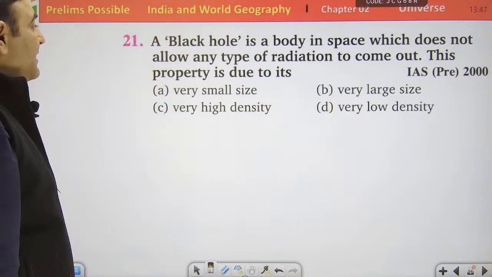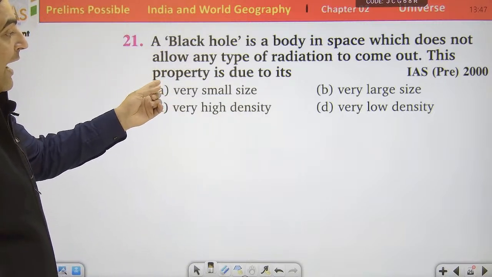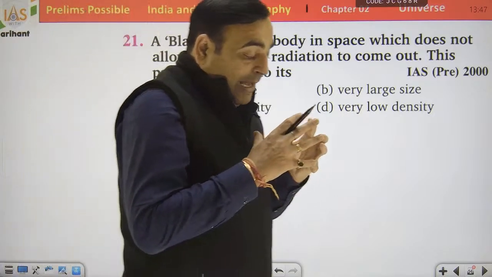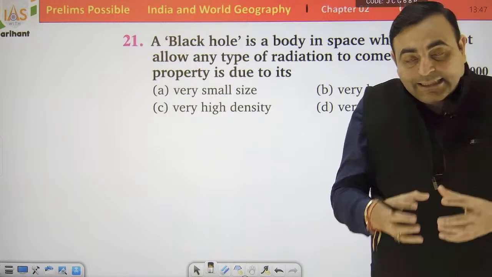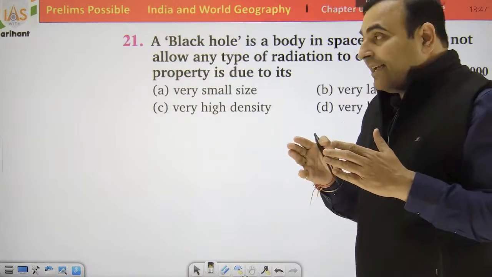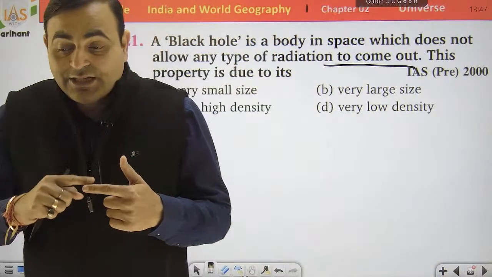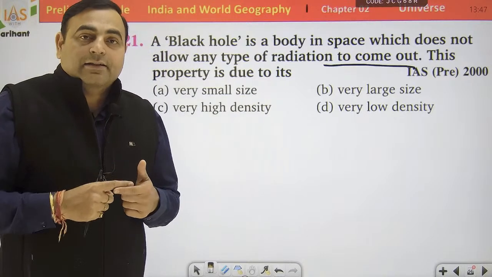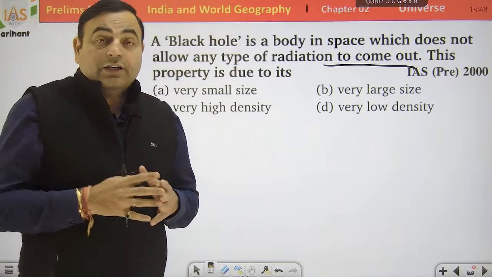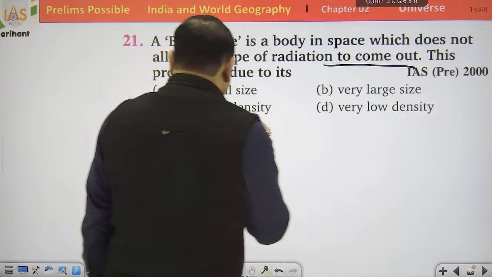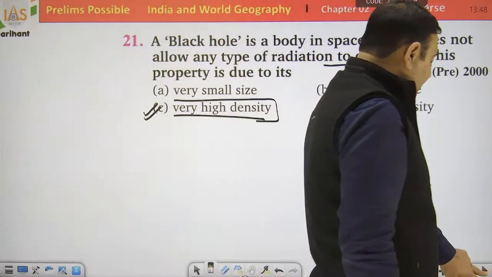A black hole is a body in space which does not allow any drop of radiation to come out. Which properties does it have? A very small size, a very high density, a very large size, or a very low density. See, a black hole is the condition just after the explosion of a star. Hence, it is very dense. The density is so high that the light cannot pass. Energy comes out in the form of light, in the process of radiation, and when it is not coming out, it is the condition of very high density. This is the correct explanation.